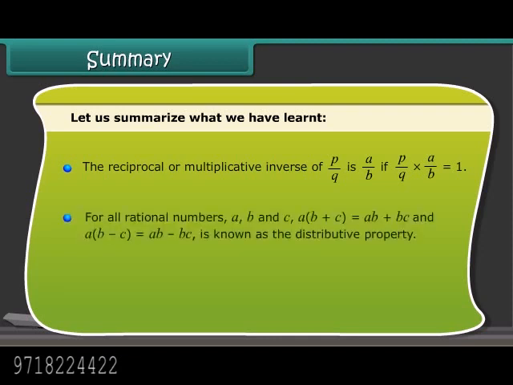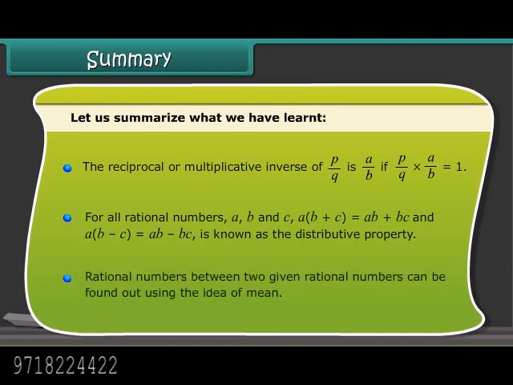For all rational numbers A, B and C, A into B plus C is equal to AB plus AC, and A into B minus C is equal to AB minus AC, which is known as the distributive property. Rational numbers between two given rational numbers can be found out using the idea of mean.